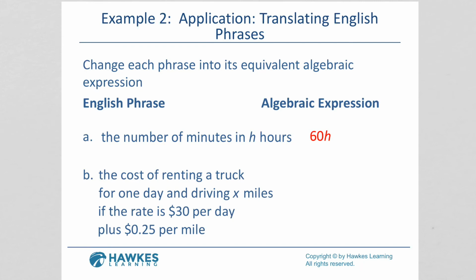2b, the cost of renting a truck for 1 day and driving x miles if the rate is $30 per day plus 25 cents per mile. So $30 per day plus 25 cents per mile is going to become 30 plus 0.25x, where x represents miles.